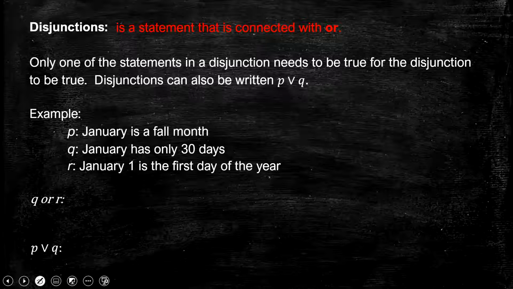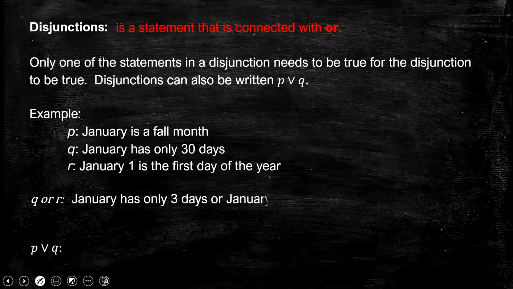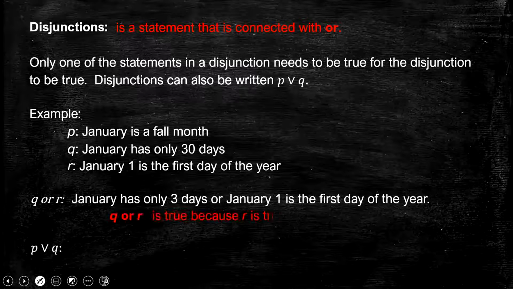Our example: P, January is a fall month. Q, January has only 30 days. And R, January 1st is the first day of the year. They're asking for Q or R. So our disjunction would be January has only 30 days, or January 1st is the first day of the year. January has more than 30 days, so that's false. But January 1st is the first day of the year, so because R is true, our whole disjunction is true.